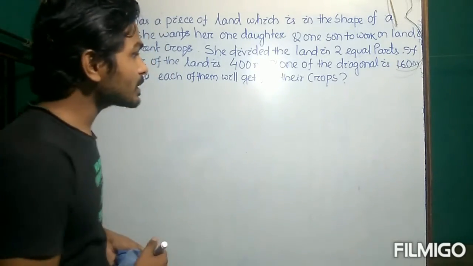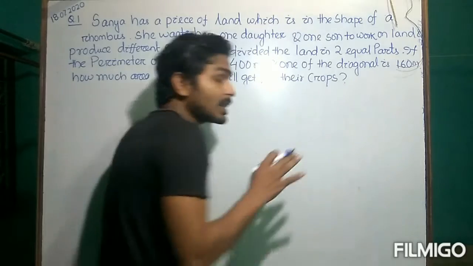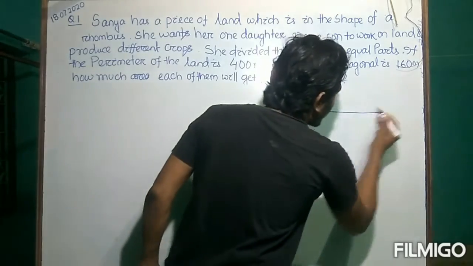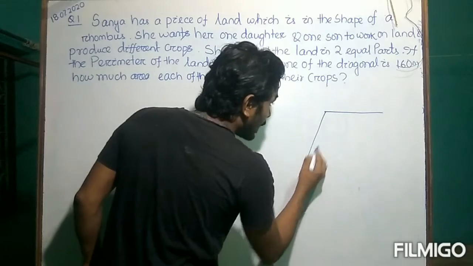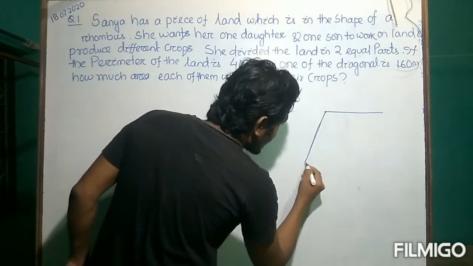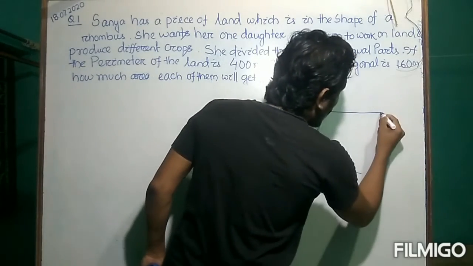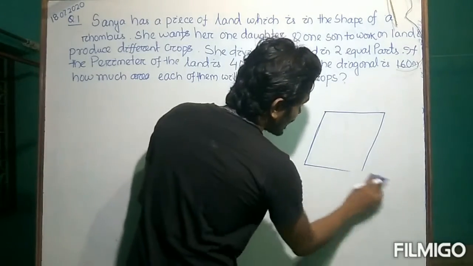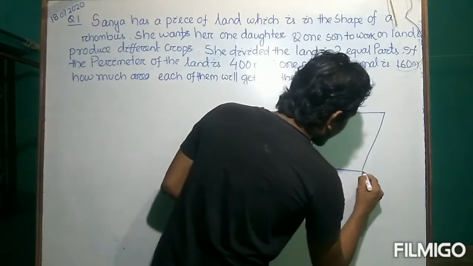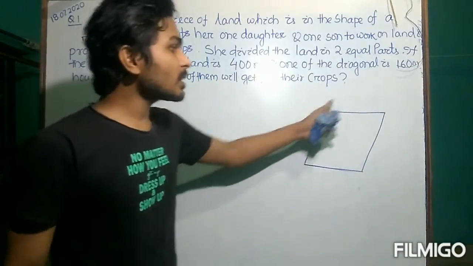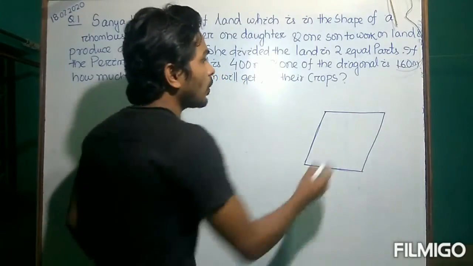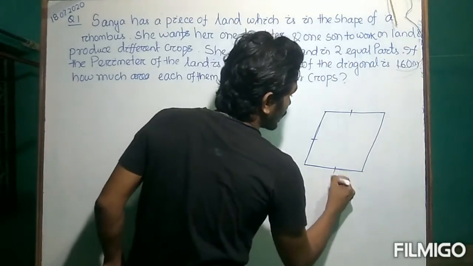So what is a rhombus? A rhombus is like a square in which all the four sides are equal, but there is one difference: not all the angles are 90 degrees. In a square, all the angles are 90 degrees, but in a rhombus, all the angles are not 90 degrees, though all the sides are equal.